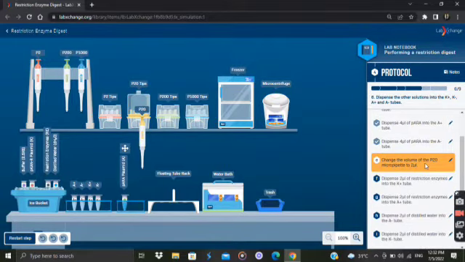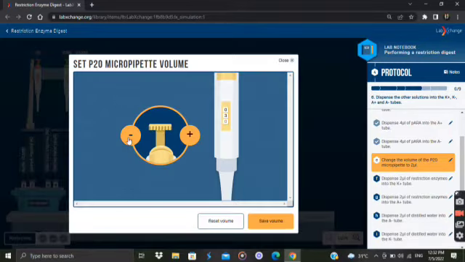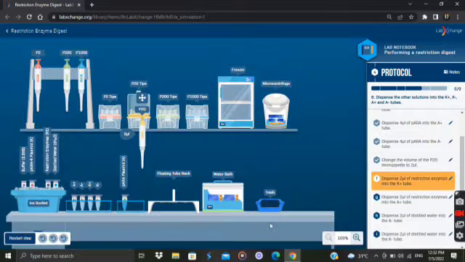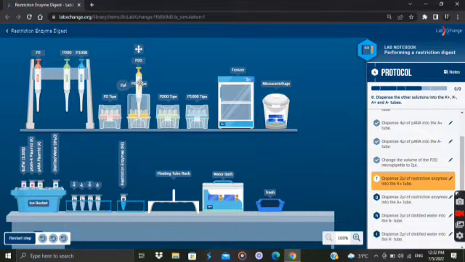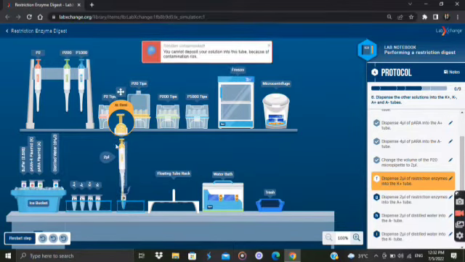We are going to change the volume of the P20 micropipette to 2 microliters. So 2 microliters. Save volume. Dispense 2 microliters of restriction enzymes into the K positive tube. So we are going to take the restriction enzyme tube out. Attach a new tip to the micropipette and dispense 2 microliters of the enzyme into the K positive tube.